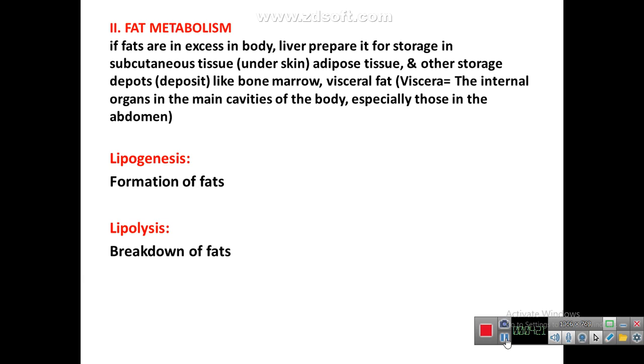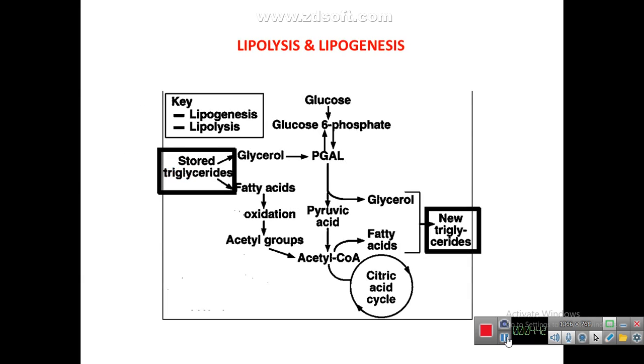Fats can be anabolized or catabolized. The formation of fats is known as lipogenesis. Lipo is for lipid. Genesis means formation or synthesis. Lipids can be catabolized. The process is known as lipolysis. Lipo is for the lipids. Lysis is for the breakdown. The process of lipolysis and lipogenesis.